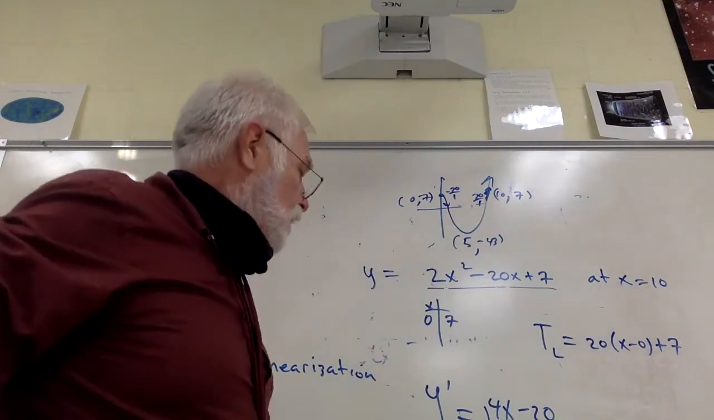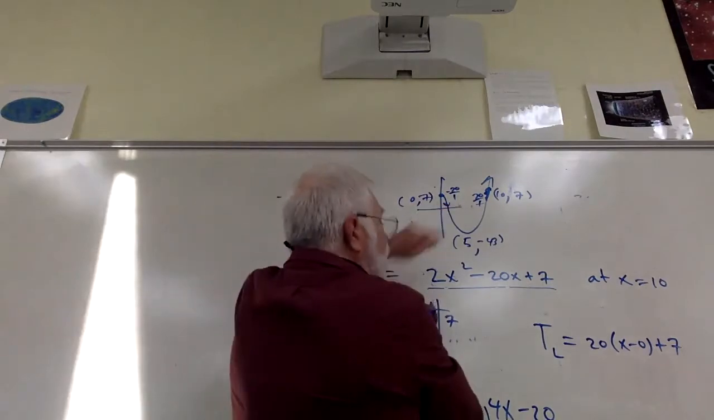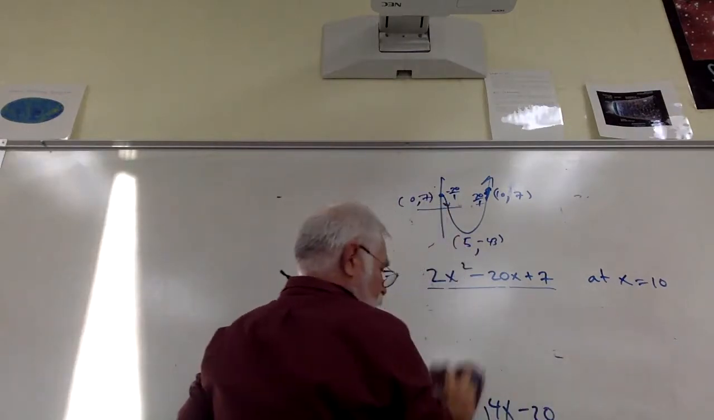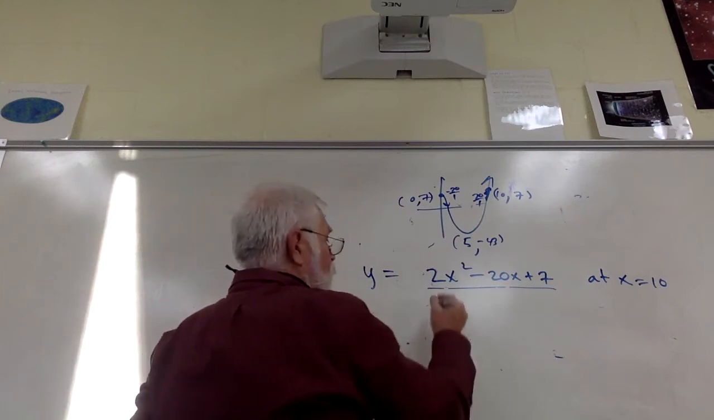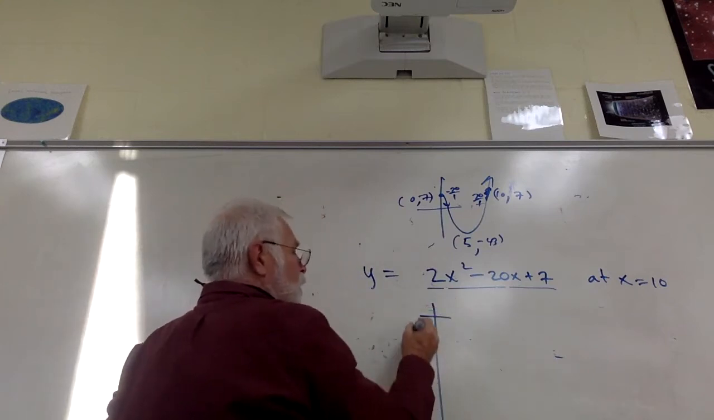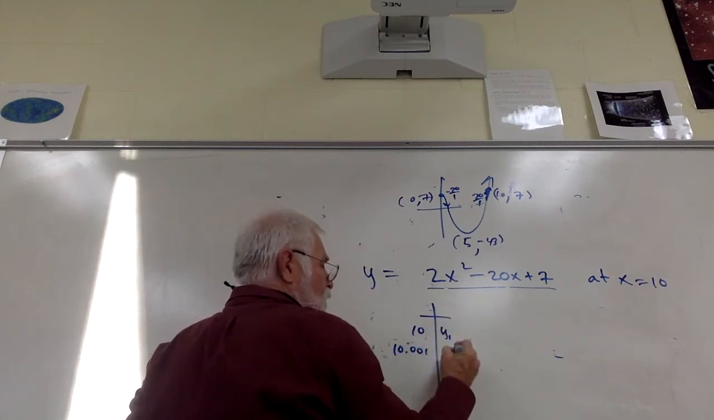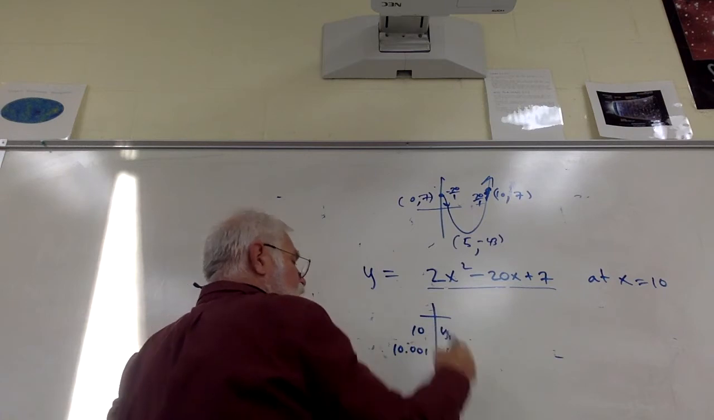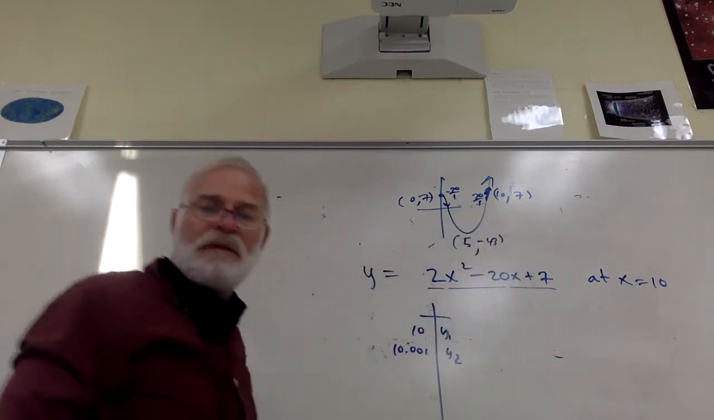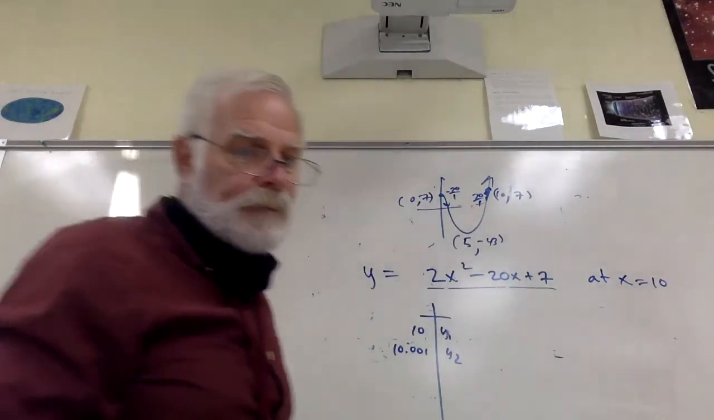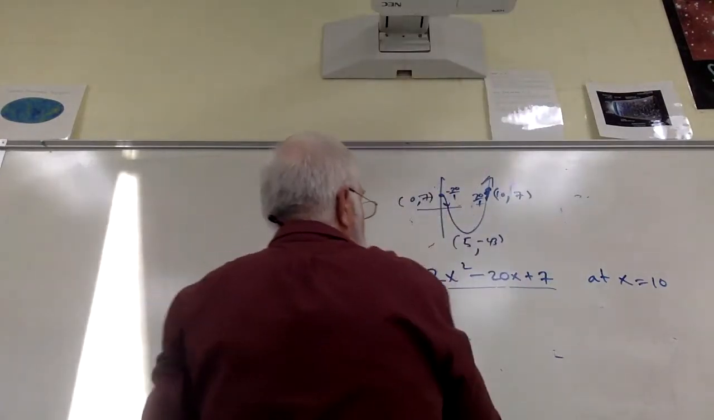Now, if I wanted to actually check that, well, I'll do that on Monday. But the way we would have checked it is we would have put a 10 and a 10.001. We would have gotten a Y1 and a Y2. And if we had subtracted those, we would have had a 20 to 1 ratio come out of those table values. Okay? All right.